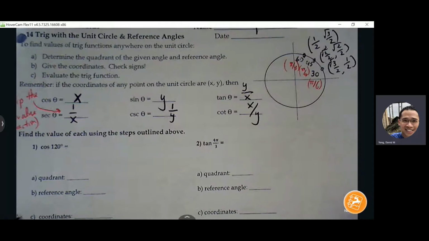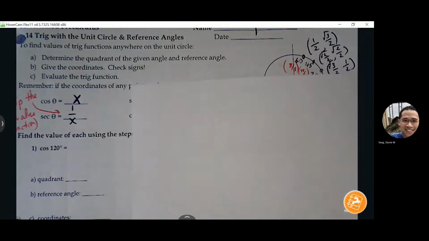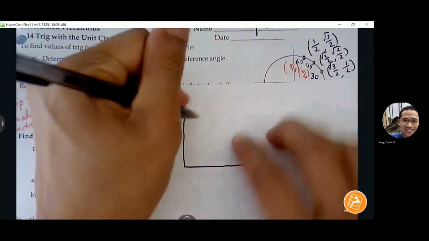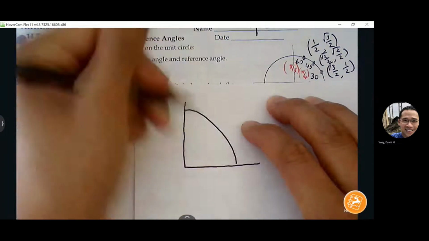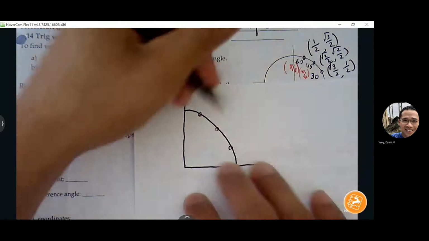So it's fine if you want to use the unit circle, but I want to talk about how we can find everything we need simply by relying on the first quadrant. Let's do this again here.